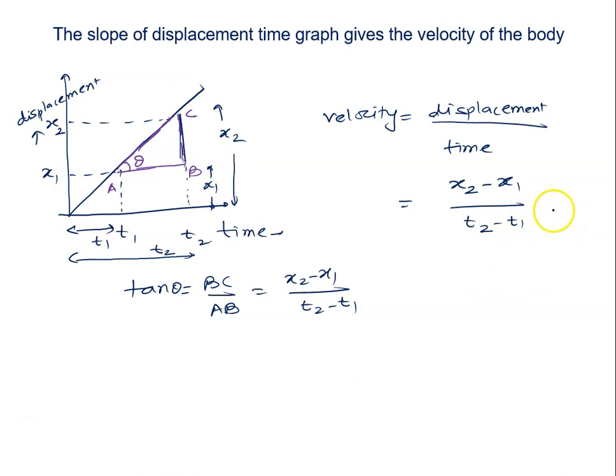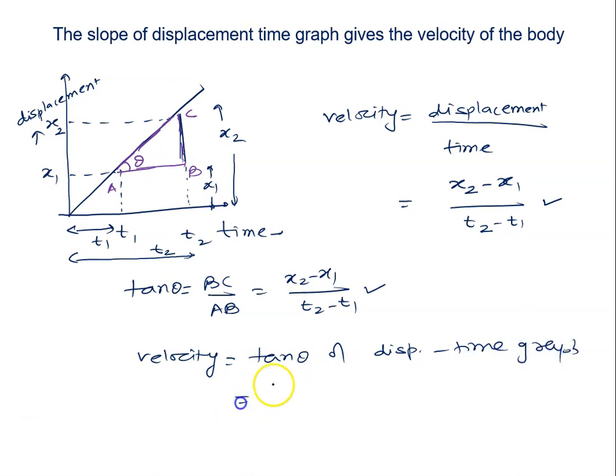So when we compare this equation and this equation, I hope it is visible to all of you, the right hand side is the same, it means the left hand side must be the same. So we will say velocity is tan theta of the displacement-time graph. And this tan theta is also known as the slope. So velocity is the slope of the displacement-time graph.